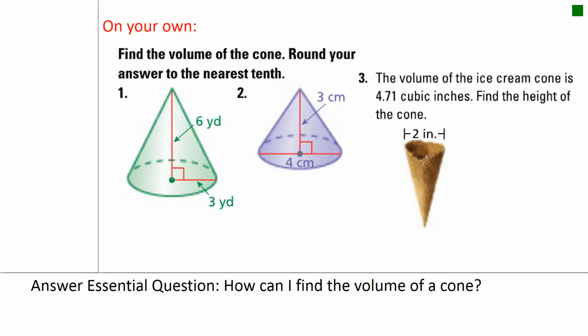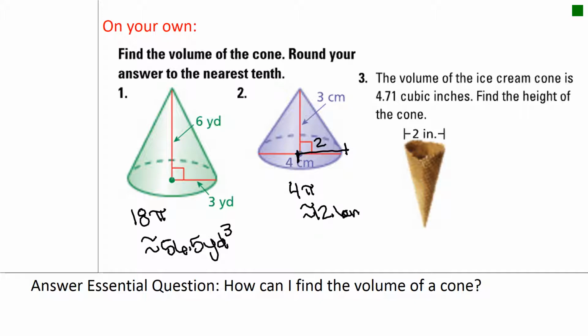All right, for number 1, the exact answer you should have gotten was 18 pi, which approximates to 56.5 yards cubed. For number 2, remember you should have taken half of 4 for the radius of 2. Okay, remember, that's a big mistake I kept seeing yesterday. The exact answer is 4 pi, okay, which approximates to 12.6 centimeters cubed.